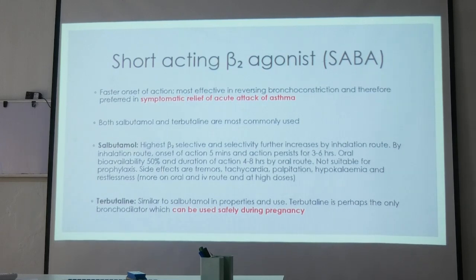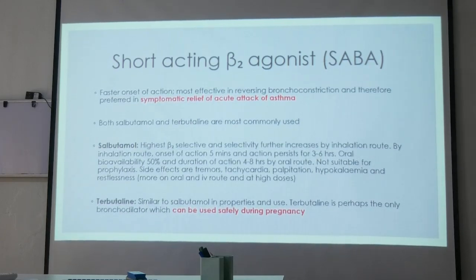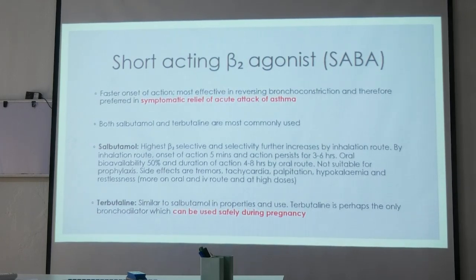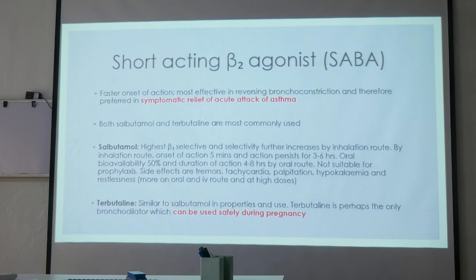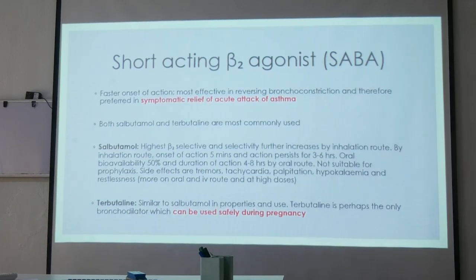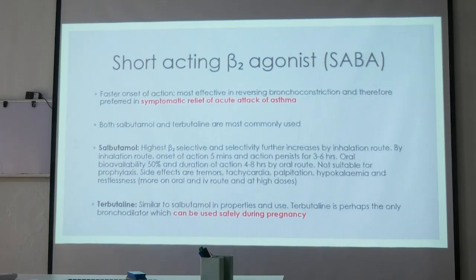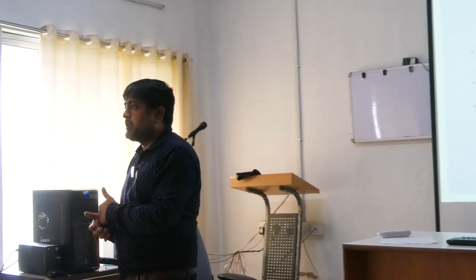Now coming to salbutamol, it has the highest beta 2 selectivity, and this selectivity increases even more by the inhalation route. The onset of action is 5 minutes, very important, it acts very quickly, and the duration of action is around 3 to 6 hours. Oral bioavailability is 50%, and the duration of action by oral route is 4 to 8 hours. Now, they are not suitable for prophylaxis. Side effects are because of beta 1 receptor stimulation: tremors, palpitation, nervousness, also hypokalemia and restlessness. These are more on the oral and IV routes than on the inhaled route, and they are more at high doses. Terbutaline is similar to salbutamol in properties and use, but it is probably the safer bronchodilator in pregnancy.